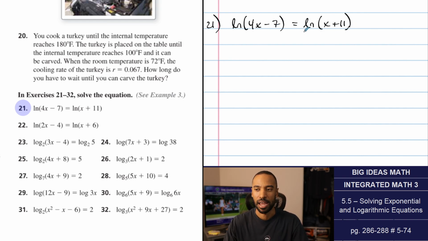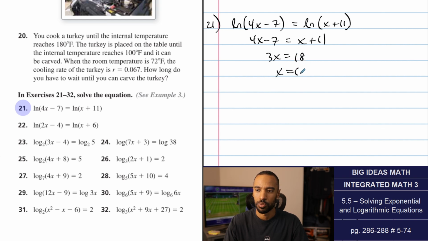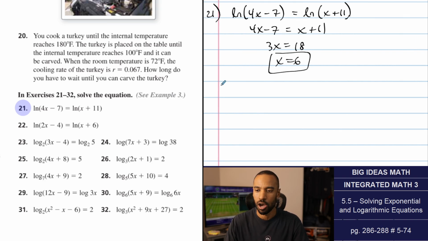But you have matching bases right now, so I can set the insides equal to each other to solve. Subtract x, add 7, divide, we get 6. This is 24 minus 7, that's positive. 6 plus 11 is positive. All is good.